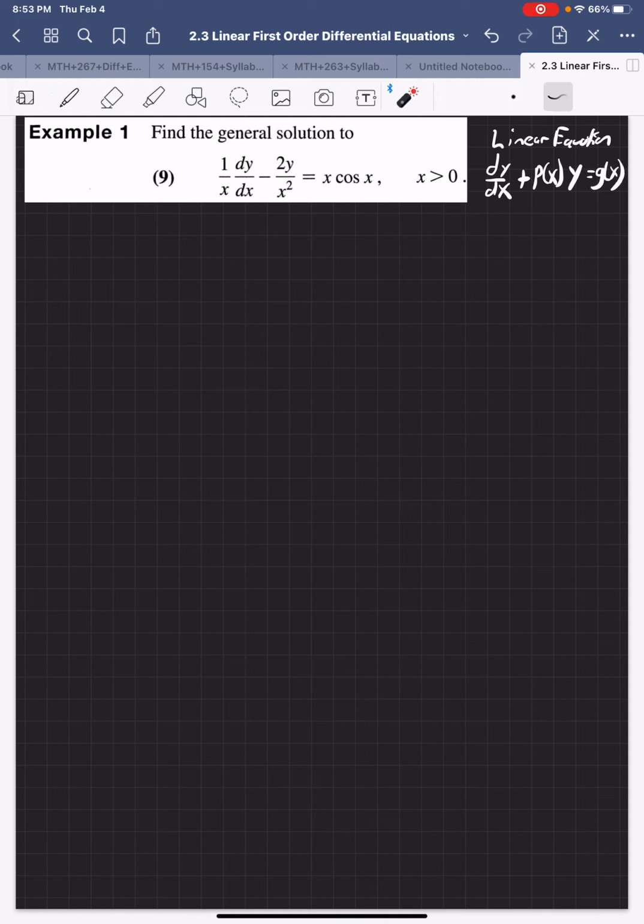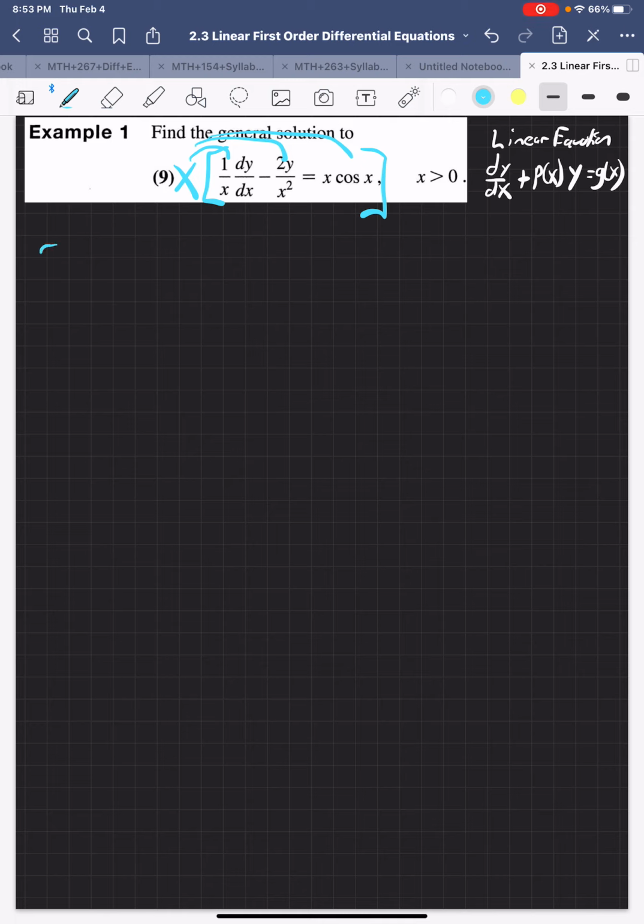All right, so let's agree that the form this differential equation is in right now does not look like the linear equation form. We should have dy/dx by itself here. We need to get rid of this 1 over x, so we can do that if we simply multiply both sides of the equation by x. Let's do that and see if that looks like a linear differential equation.